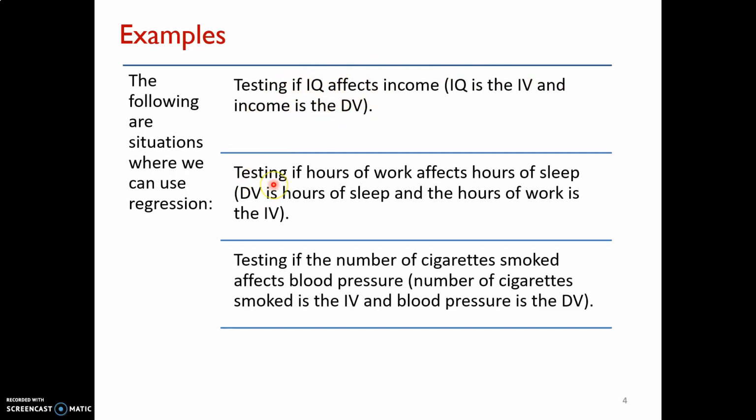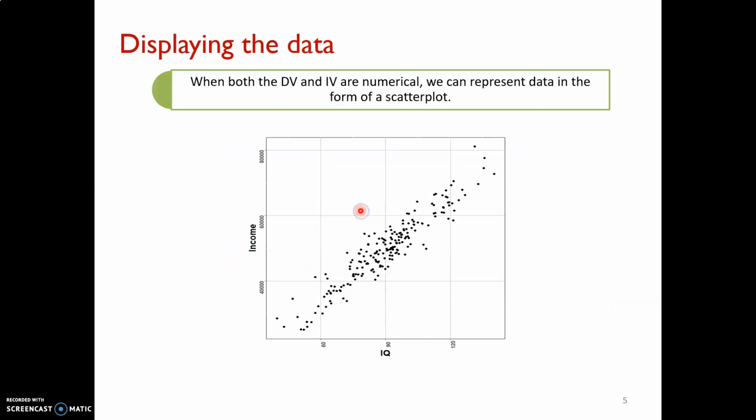The second example is testing if hours of work affect hours of sleep. Here the dependent variable is hours of sleep and the hours of work is the IV. The last one, testing if the number of cigarettes smoked affects blood pressure. Here the number of cigarettes smoked is the independent variable, but blood pressure is the dependent variable. These are the examples of regression.